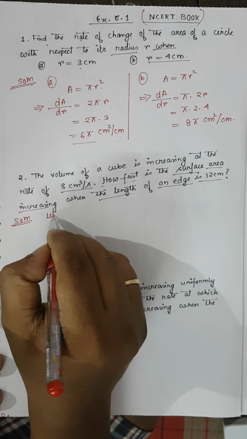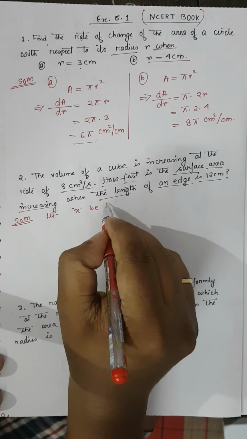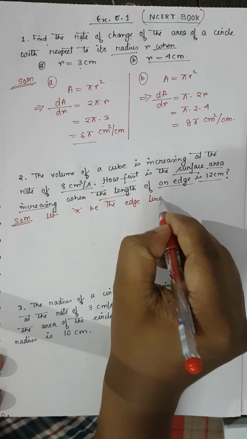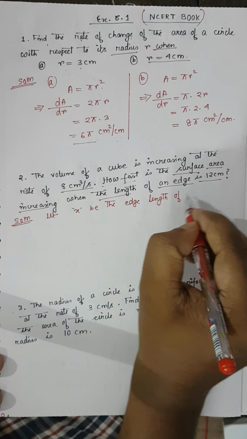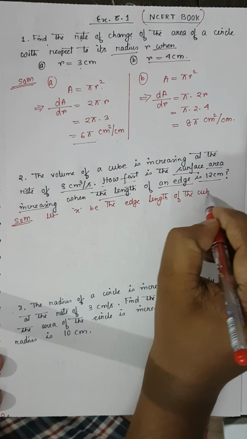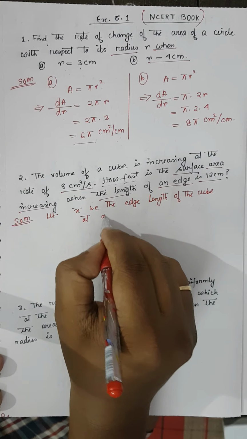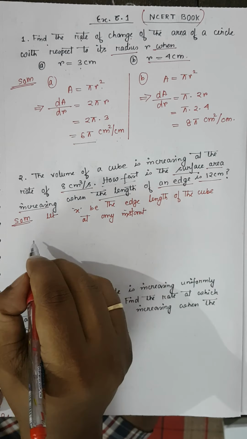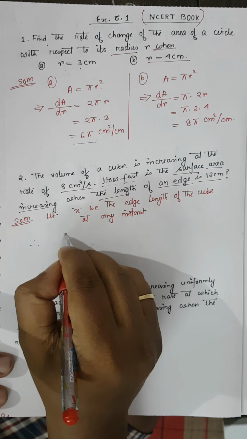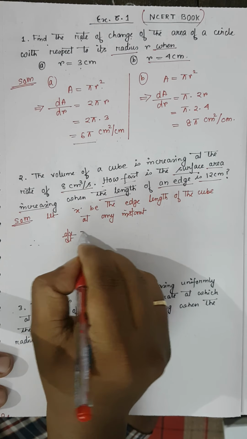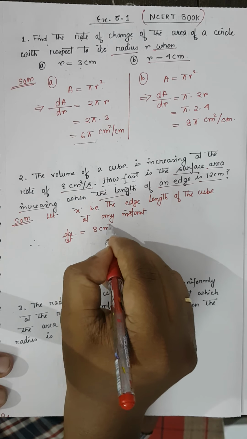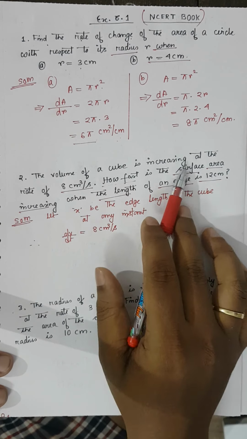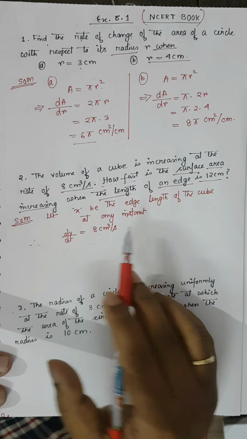Let x be the edge length of the cube at any instant. You are given that dV by dt is equal to 8 centimeter cube per second. That is, the volume of the cube is increasing at the rate of 8 cm cube per second.